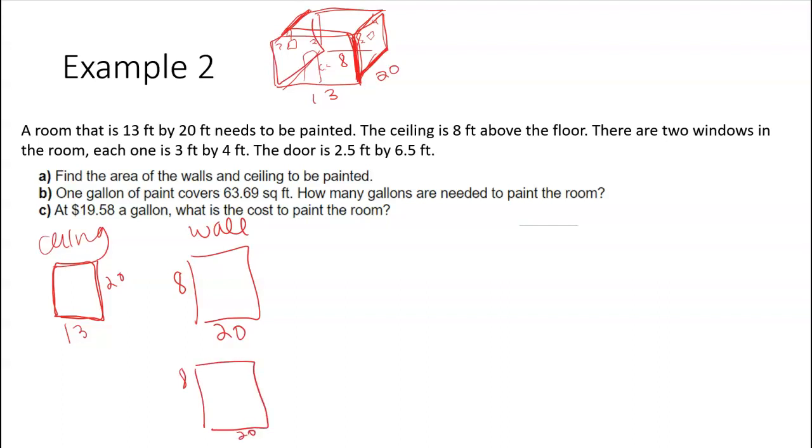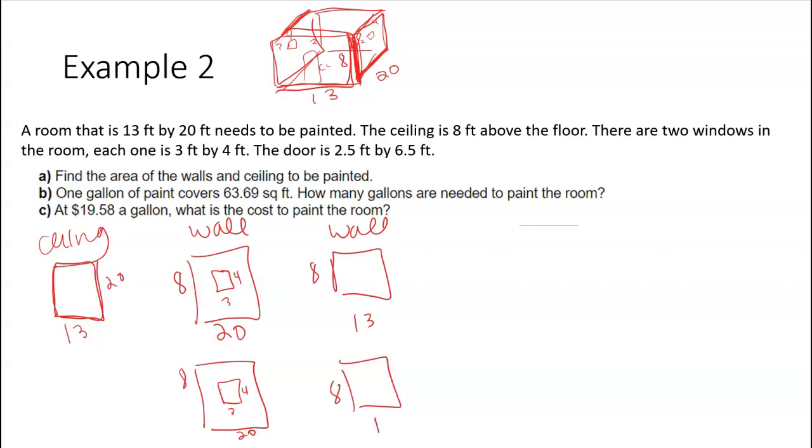And we don't know where the windows are, but let's just say that the windows are on those walls. So then those windows are 3 by 4, and those windows are 3 by 4. And then we've got another 2 walls, right? We've got these 13 by 8 walls. And we've got to account for that one door. So that door is 6.5 by 2.5.